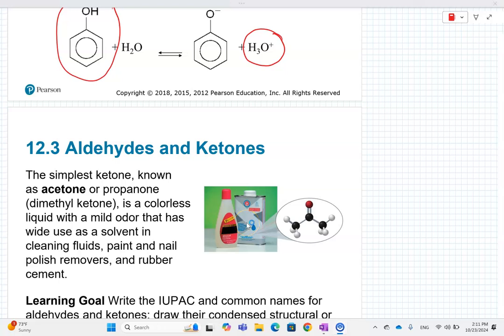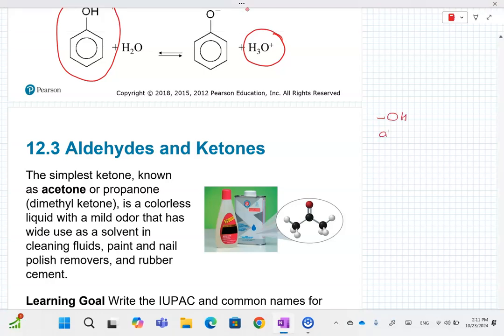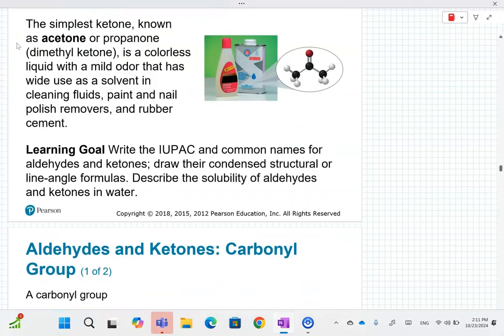Now we're going to talk about aldehydes and ketones. Remember, last week we had a conversation about alcohols, basically the organic compounds that, among other things, have the OH group, right? Now, aldehydes and ketones also have a common functional group that we call the carbonyl group.